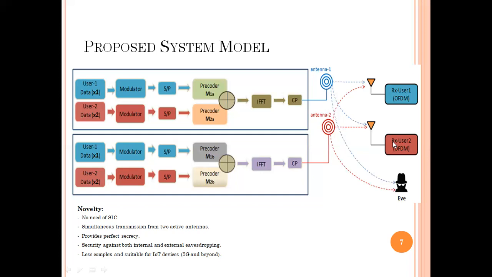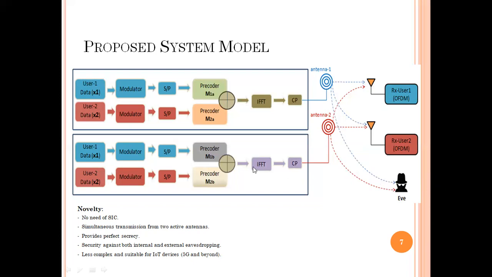There is no chance for the eavesdropper to decode the information because of the specifically designed precoders and the dual transmission. It is very difficult for the eavesdropper to decode these two specifically designed precoders for each user, and to disrupt or interrupt this dual transmission, this simultaneous transmission from the two antennas. So we have also considered a passive eavesdropper in our system model.